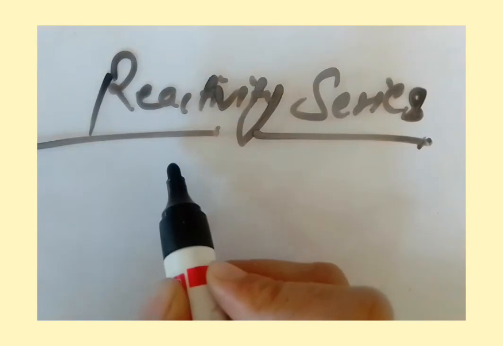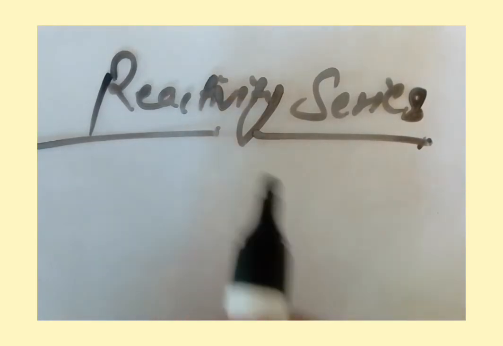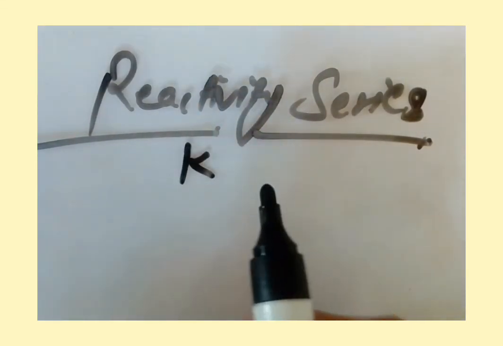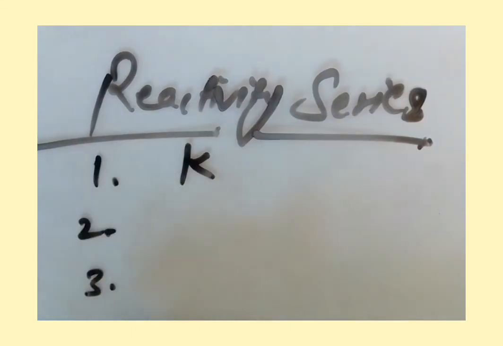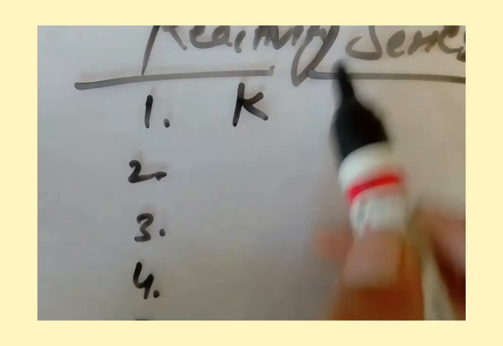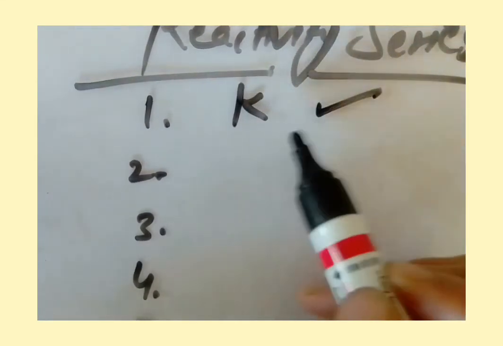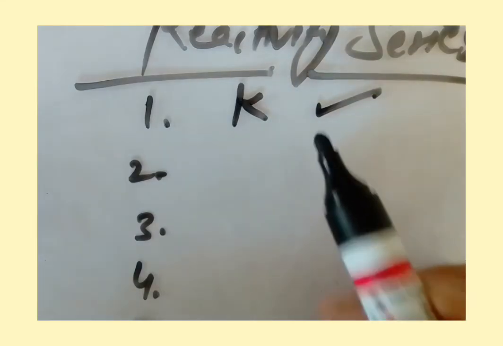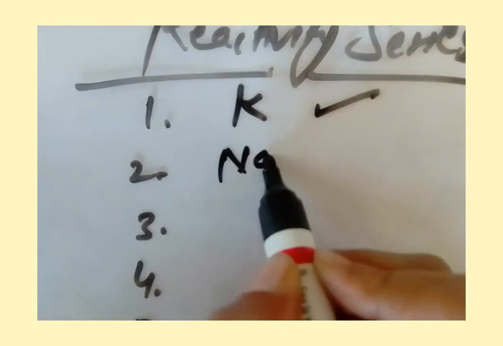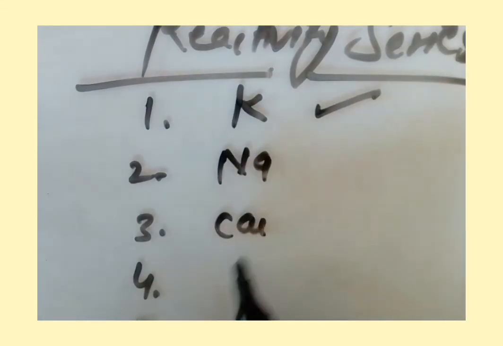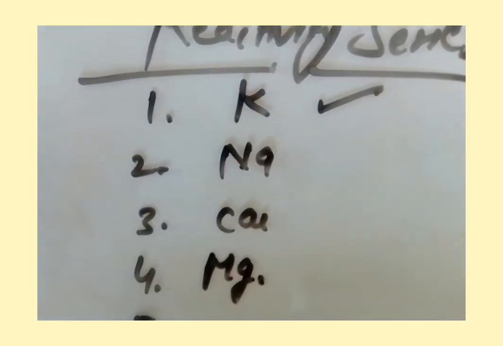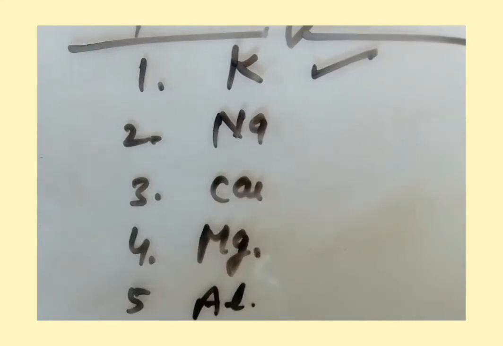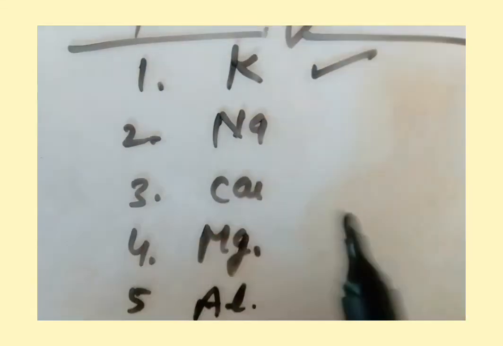Like some metals I will discuss here, some elements in reactivity form, like potassium is placed at first position, right? Like 1, 2, 3, 4, 5, 6. Then potassium will occupy the first position. It means potassium is most reactive in this reactivity series. Then will come sodium, then calcium, then magnesium, then aluminium, then zinc, then so on, iron, lead, copper, mercury, and last there will be platinum.